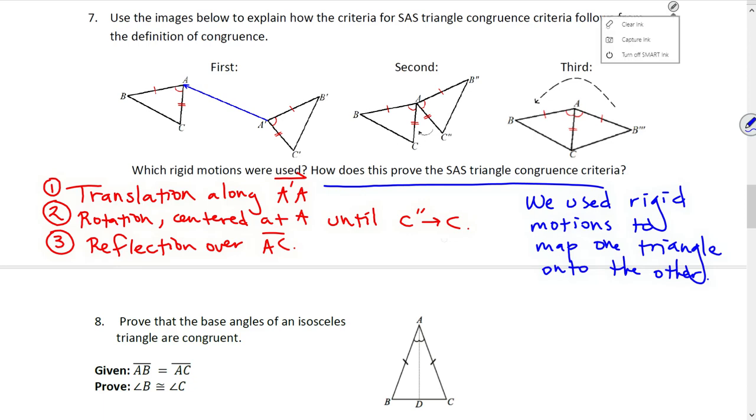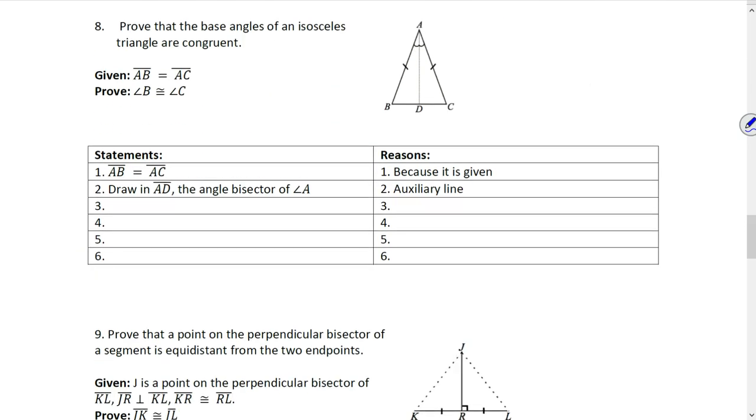So, now that I have those criteria, I can now use them to prove things about triangles in a more rigorous way than using rigid motions. So here we go. I'm given that AB is equal to AC, and that's because it's given. And then we've done a tricky thing. We've drawn in AD, the angle bisector of angle A. That's an auxiliary line. I can draw that however I want. So, because it's an angle bisector, that means that the measure, I'm just going to call it angle BAD, is congruent to angle CAD, that this angle is equal to this angle by the definition of angle bisector.